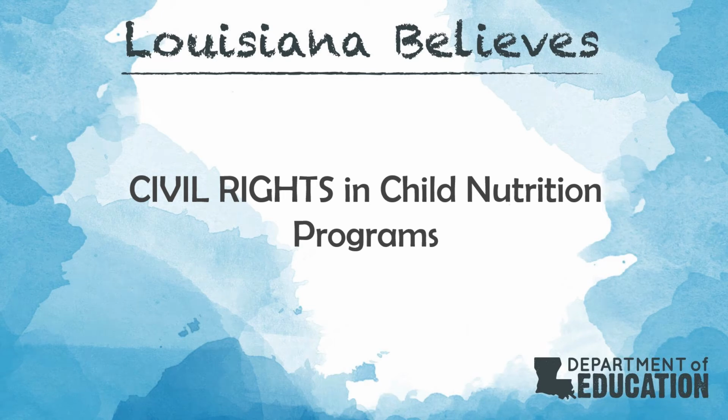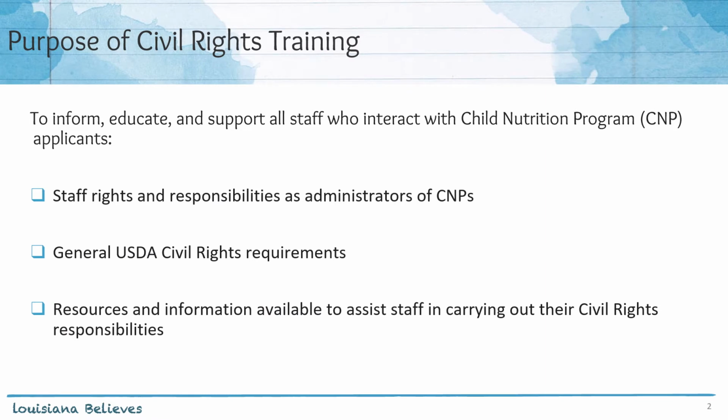Today's presentation is on civil rights, which is an annual training requirement for all child nutrition staff. The purpose of civil rights training is to inform, educate, and support all staff who interact with child nutrition programs. This training will cover USDA civil rights requirements, staff responsibilities, and resources and information available to assist staff in carrying out their civil rights responsibilities.